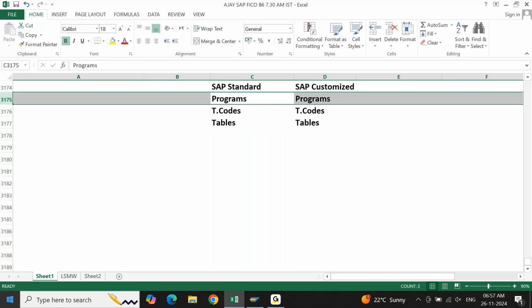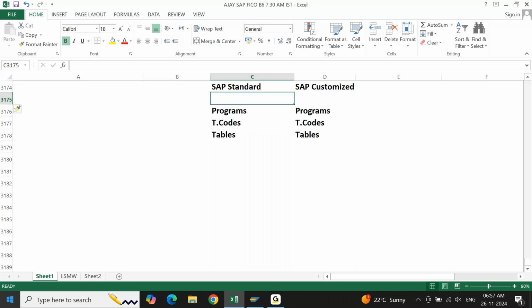And in SAP standard, these things will begin from A star to X star. What do I mean by A star to X star? It can begin from anywhere in between A to X. In short, any program starting from letter A to X is SAP standard. Any transaction code starting from A to X is SAP standard. Any table starting from A to X is SAP standard. Am I correct? Yes, sir.